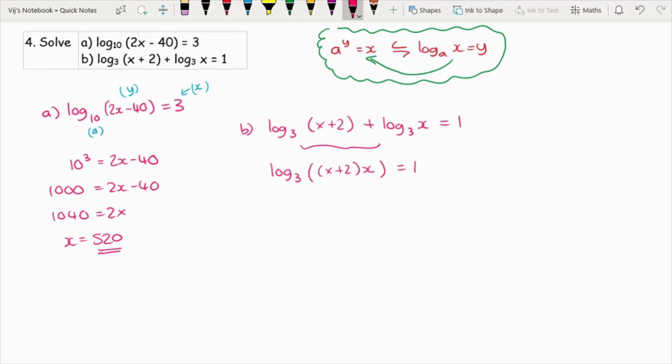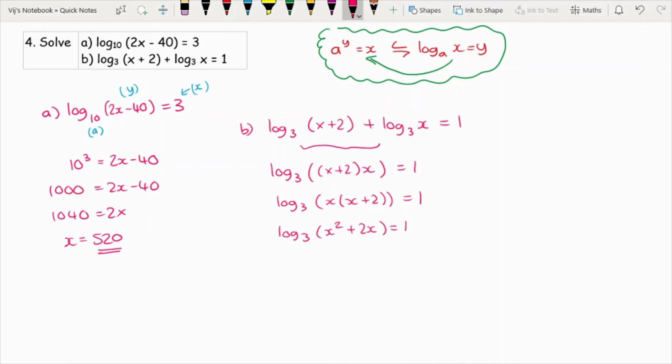Now that looks a bit odd only because of the way the question is written, so I'm just going to rewrite this again so it's a bit more apparent what we've done. Sometimes you can go a bit bracket crazy, so feel free to use square brackets. So we've got log base 3 of (x squared plus 2x) equals 1.